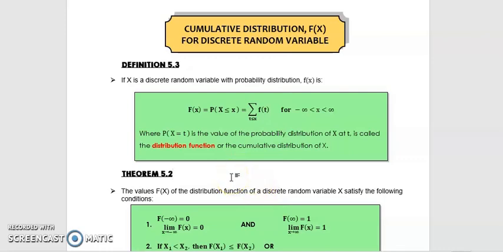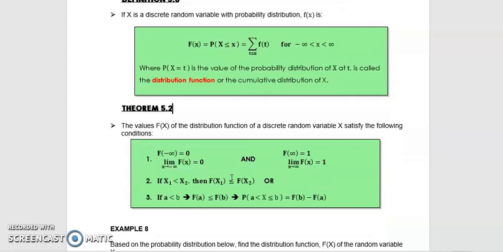Okay, now look at theorem 5.2 here. The values of the cumulative distribution F(x) of a discrete random variable x satisfy the following conditions. F(x) equal to 0 as x approaches negative infinity, and F(x) equal to 1 as x approaches positive infinity. This is actually a property of probability, where values of probability must lie between 0 and 1. Okay, so remember, it cannot be more than 1 and cannot be negative.